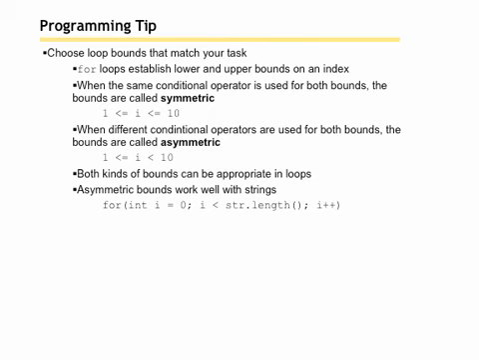Choose bounds that match your task. For example, if we're looping through a string, we'll want to start at an index of 0 and keep going until I is equal to str.length. It's also helpful if we use symmetric conditions, the same conditional operator for both bounds, as in 1 is less than or equal to I is less than or equal to 10. That's called symmetric. And that's sometimes more helpful than using asymmetric, such as 1 is less than or equal to I less than 10. Both work. And asymmetric actually works well with strings because we start at 0 and we end when I equals string.length.